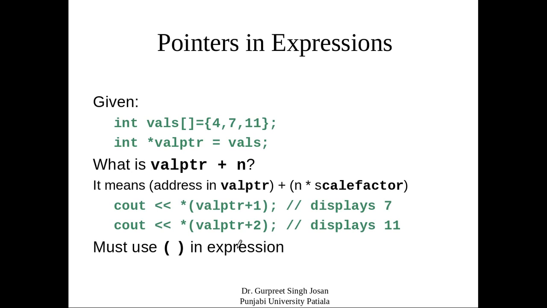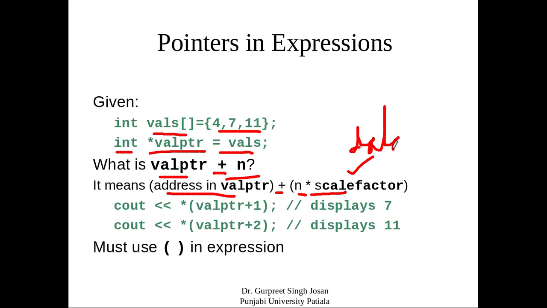Now to use a pointer in some expression, you can also use some constant values. You can use some operators with the pointer. Given an array valuepointer having three elements 4, 7 and 11, I can declare a pointer variable that can store the first address of this particular array. Now what is valuepointer plus n? Now I am using the plus operator, and n can be any value. It means the address in valuepointer plus n times the scale factor. Now the scale factor depends upon the data type that you have used to declare.